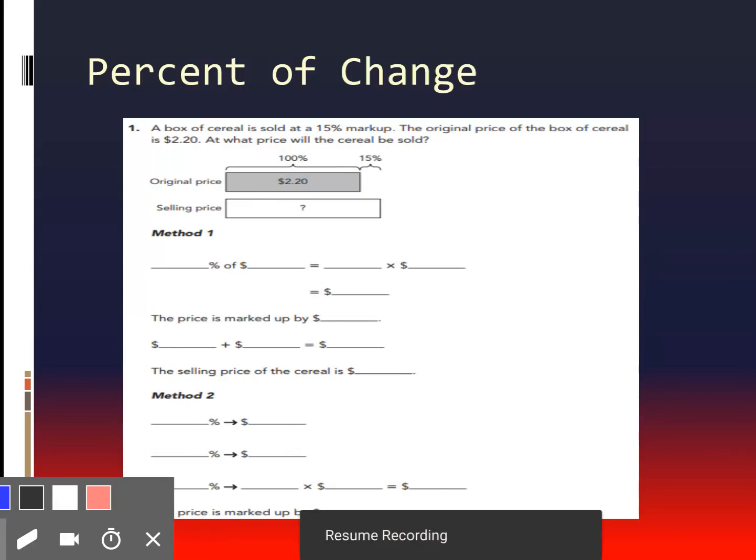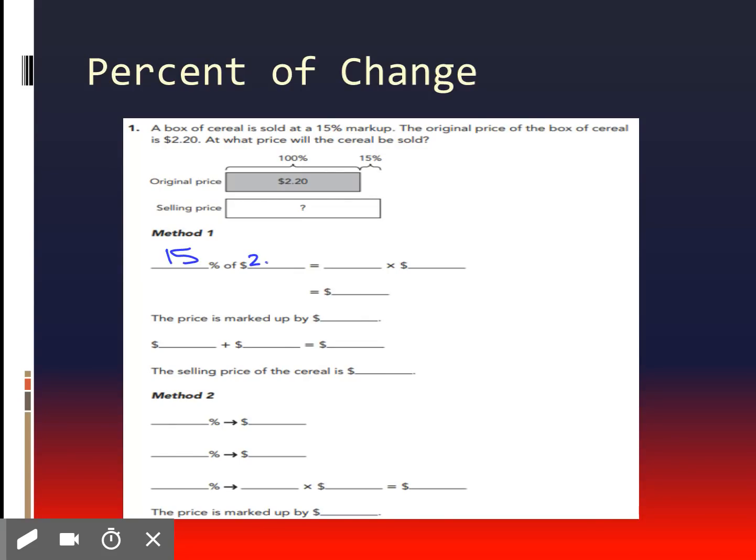All right, so let's do this example about a box of cereal. It's sold at a 15% markup. The original price of the box of cereal is $2.20. So at what price will the cereal be sold? So method 1, we're finding what 15% of $2.20 was, the original price. So we're going to turn 15% into our fraction. 15 over 100 times $2.20.